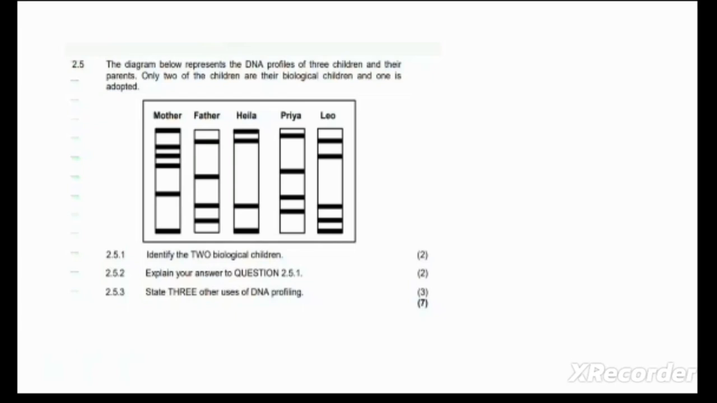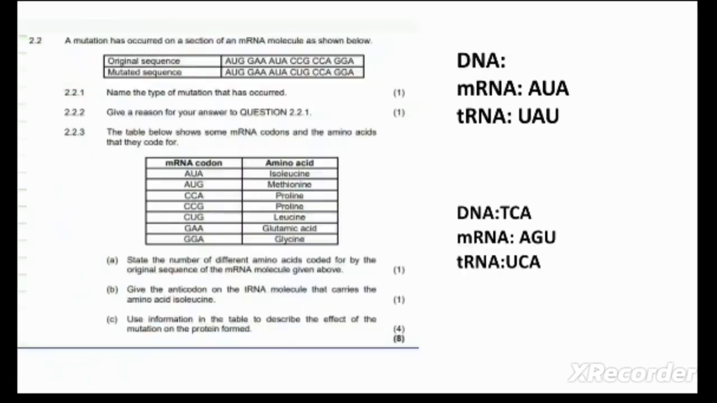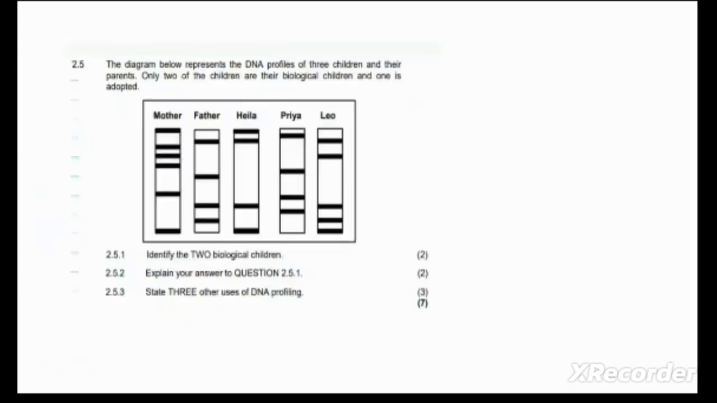So now let's look at the next question. It says: use the information in the table to describe the effect of the mutation on the protein formed. This is simple. You just tell them that the codon CCG changed to CUG. The tRNA sequence has changed. The amino acid proline was replaced with leucine. This resulted in a different protein, and that is all. You're going to get your full mark.